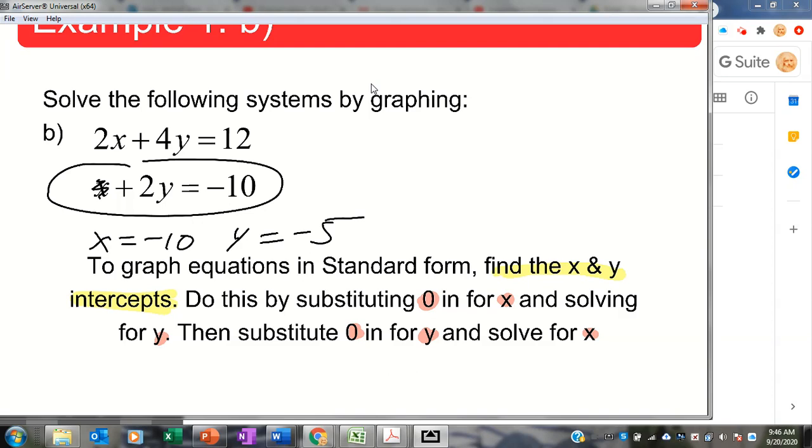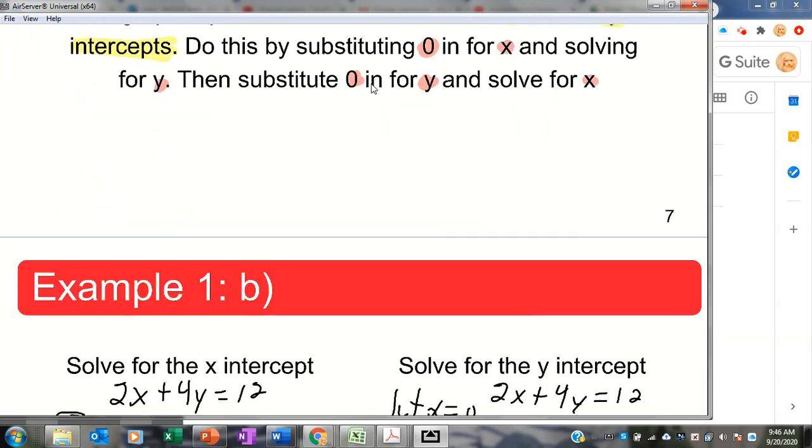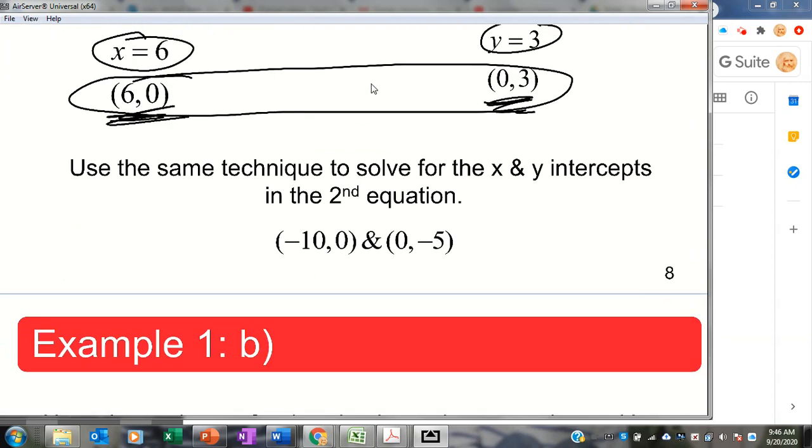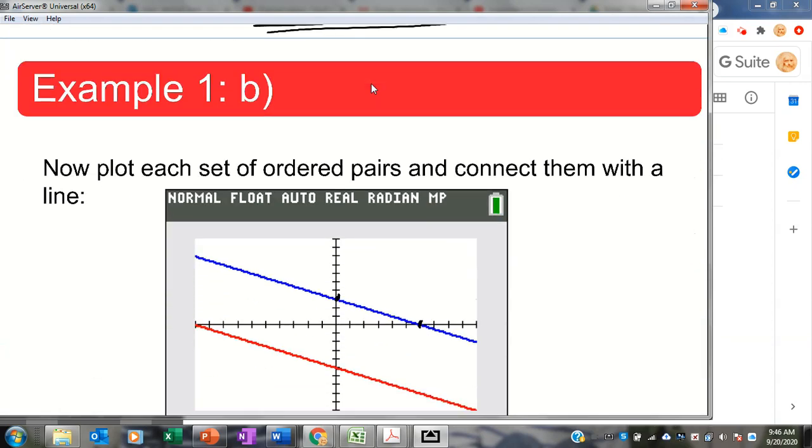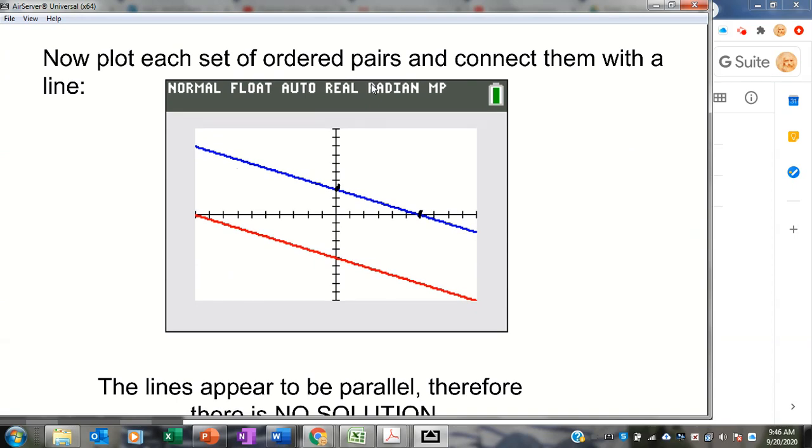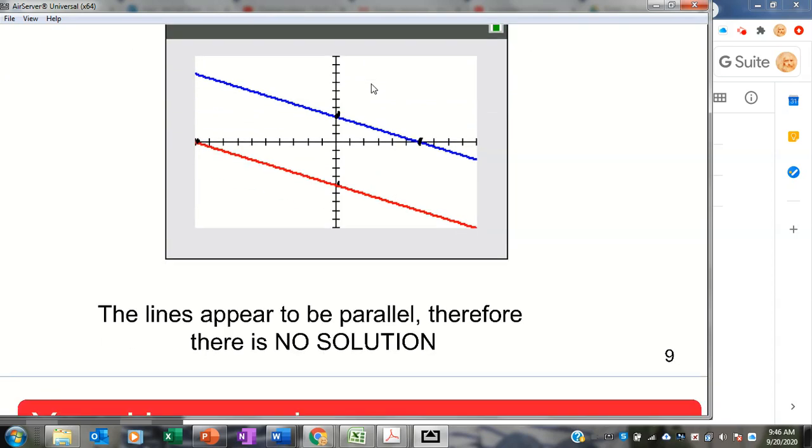Now remember, that is not an ordered pair in and of itself. That's actually two ordered pairs. It's negative 10, 0, and then 0, negative 5. It's two different ordered pairs. And if you scroll down here, you can see that's exactly what I said they were going to be right there. And when you plot those 2 points, you end up getting the red line, negative 10, 0, and then 0, negative 5. And so if you look at these two lines, you can see that these two lines are parallel. Therefore, you would say there is no solution. So you do need to write no solution if the lines are parallel.